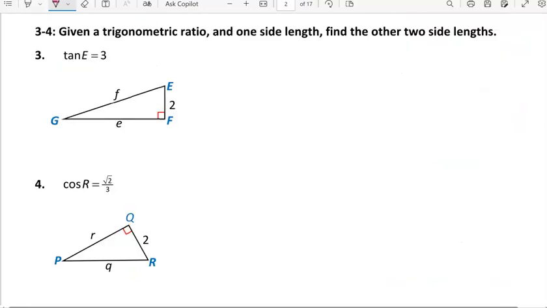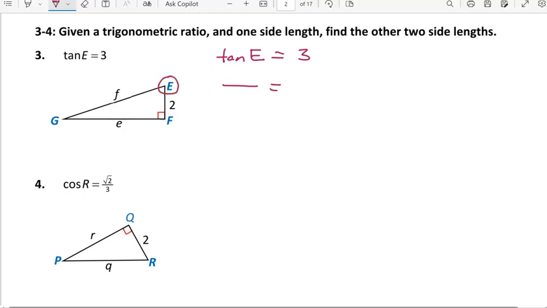That will give us 3 times the square root of 14 over 7 as a final answer for that one. In number 3, we have tangent of angle E is equal to 3 as given, and we're supposed to use that information to find the 2 missing sides. So I'm going to start with that piece of information. Tangent of angle E is equal to 3, and we know that tangent is the same thing as opposite over adjacent.